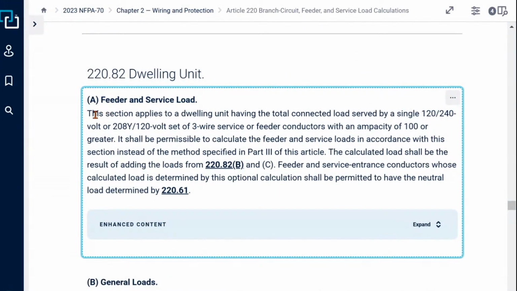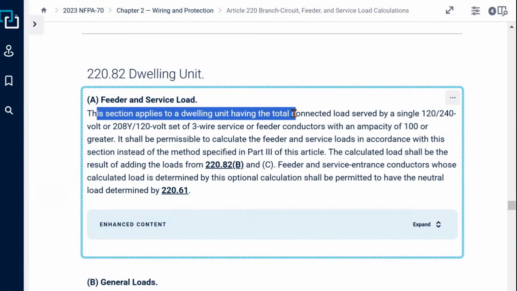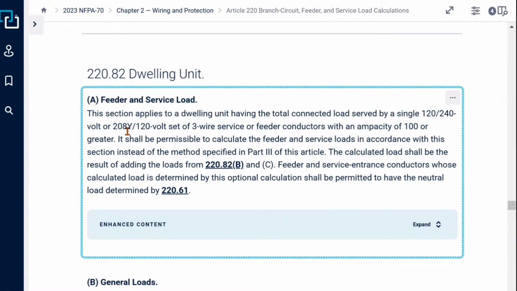This section applies to dwelling units having a total connected load served by a 120/240 volt or 208Y/120 volt set of 3-wire service or feeder conductors with an ampacity of 100 or greater. So the optional method only applies if it's 100 amps or greater. You're going to have to do a calculation to determine whether it's 100 amps or greater. If it's a really small unit or feeder and the calculation comes under 100 amps, then you're going to have to switch over to the standard method for your calculation.